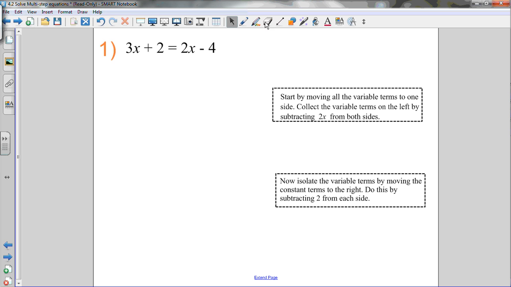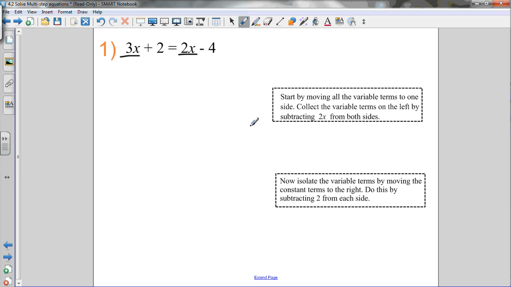So you're going to notice here, I have a couple groups of like terms. I have a 3x and a 2x. Those are like terms because they have the exact same variable with the exact same exponent. And I have a 2 and a negative 4. Those are constant terms. I would be able to collect those together as well. So I have to apply my knowledge of collecting like terms and solving equations here.